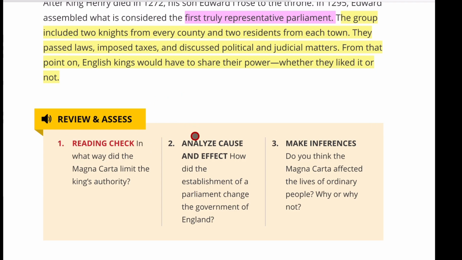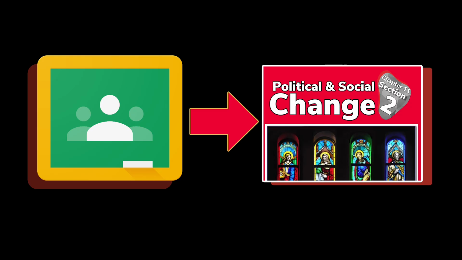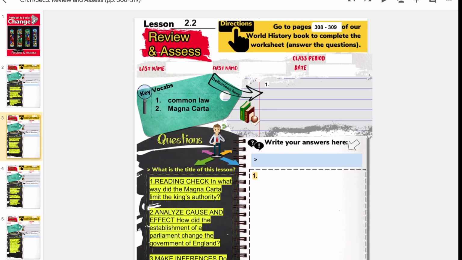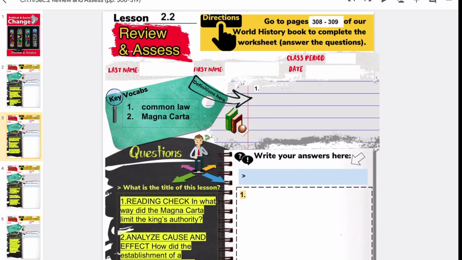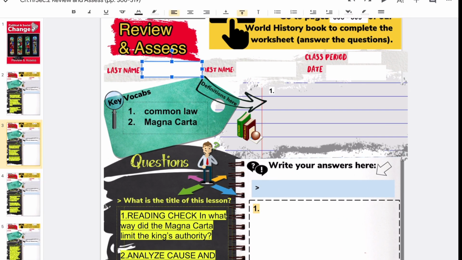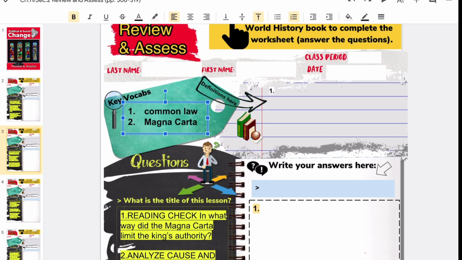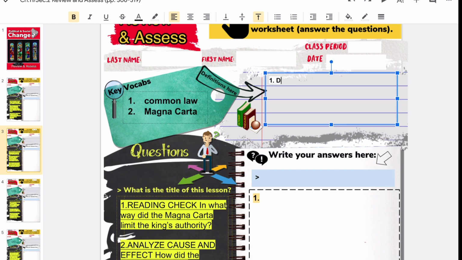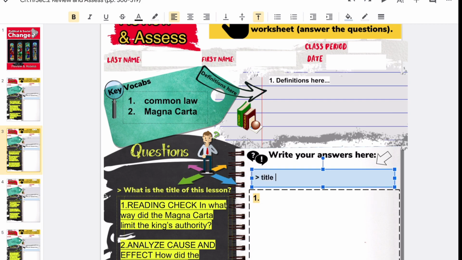Why or why not? Now go to your Google Classroom and open Review and Assess Chapter 11, Section 2, Lesson 2. And fill in the information: last name, first name, class period and date, and the key vocabs on the right side of the slide inside the box. And don't forget to write the title and obviously the answers to the review and assess questions.